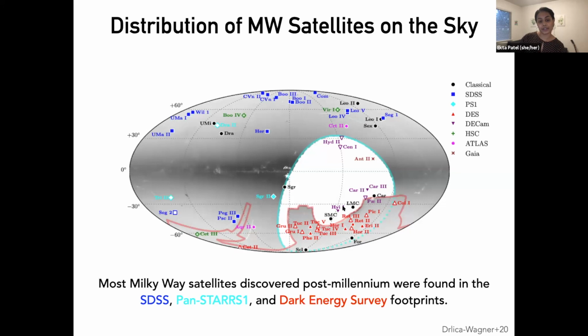So this is the current picture of satellites and their properties around the Milky Way. And when we look out into the universe, we also see satellite systems around other Milky Way mass galaxies, but often in those systems we're limited to absolute magnitudes of about -7 or so.